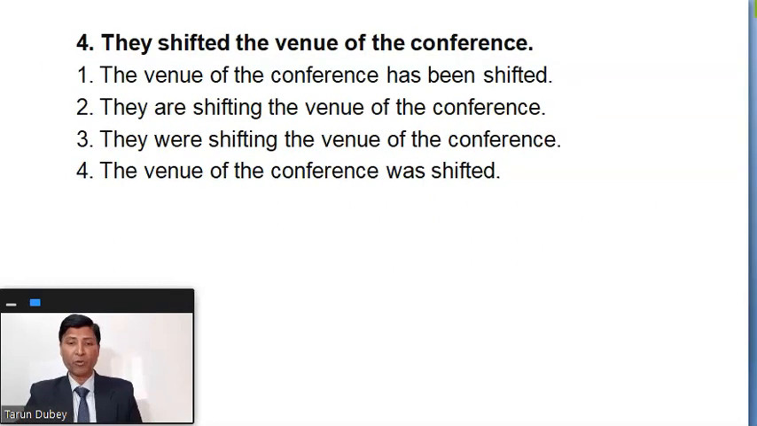Now look at question number 4. "They shifted the venue of the conference." Where is the verb? Verb X, "shifted." This is second form. What is the passive? This is second form, that means was plus V3. Where is was plus V3? So "the venue of the conference was shifted," this is option number 4. Nothing else. No need to read any further.